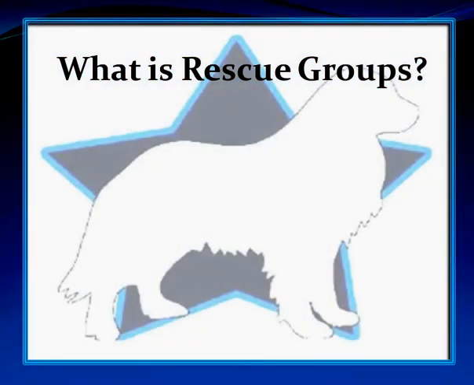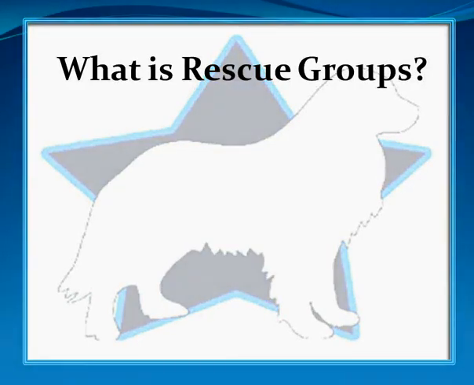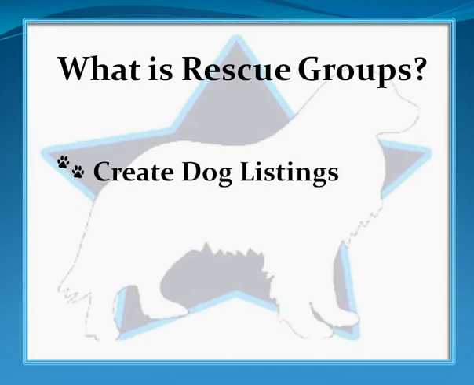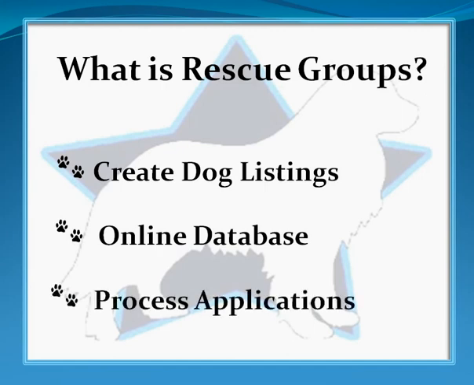Rescue Groups is a software program created for animal shelters and rescues. We use it to create and post dog listings, upload files, and track adoptions. It's also an online database of adopters and volunteers, and it has several tools that help in processing applications.